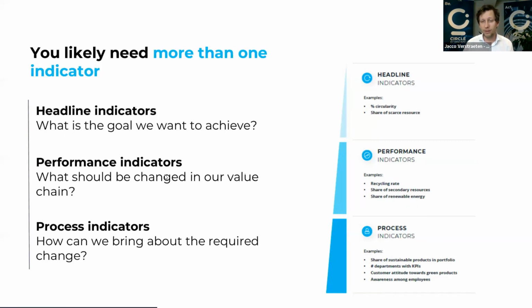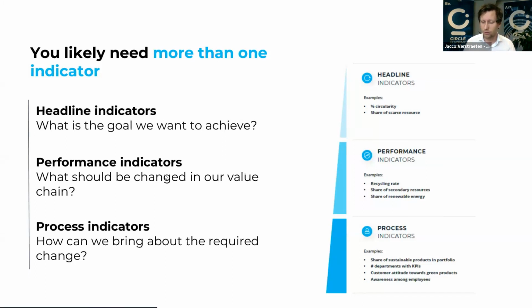Then come the performance indicators. That's usually the indicators that you'll set to your departments or to your suppliers, where they have a specific role to play in getting that bigger headline indicator to move. So it's usually physical interactions with your value chain, the recycling rate, the share of secondary resources in your procurement, the share of renewable energy, etc. It's quite physical still.